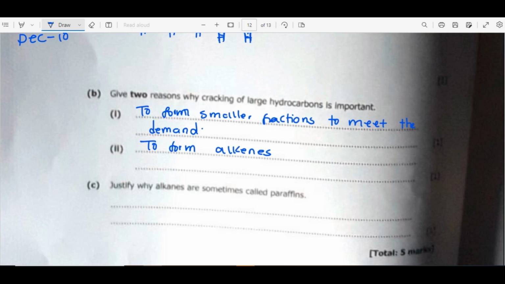The last one, justify why alkanes are sometimes called paraffins. So the reason is because they are saturated. Saturated means they have single bonds. Or we can say that for this to react, we need to at least have some drastic conditions that should be met.